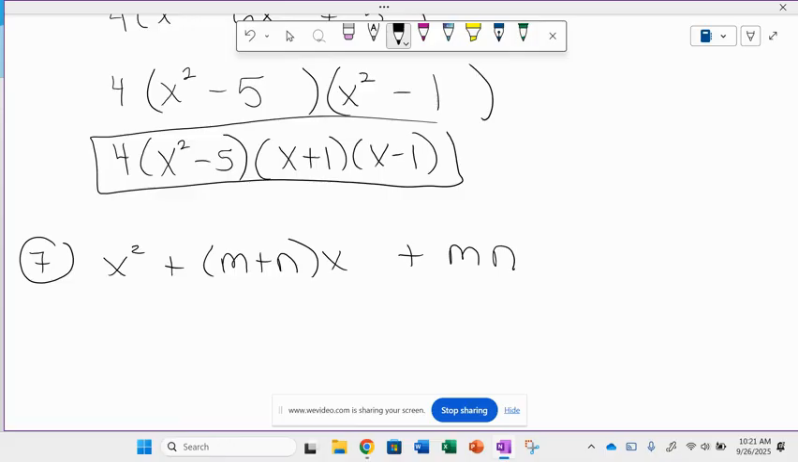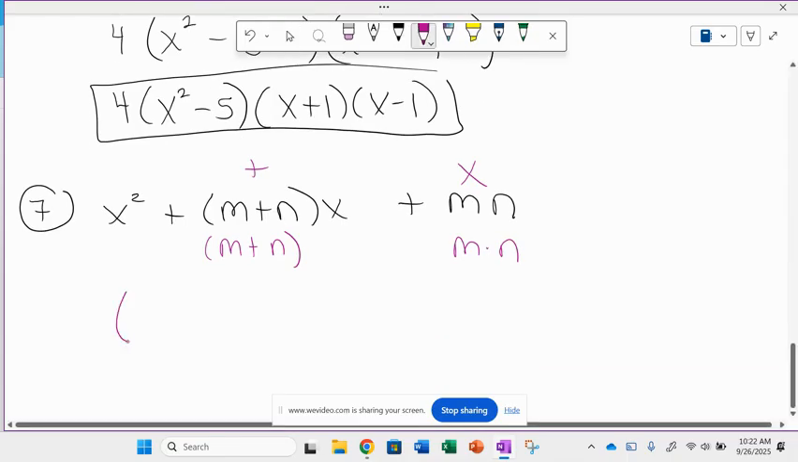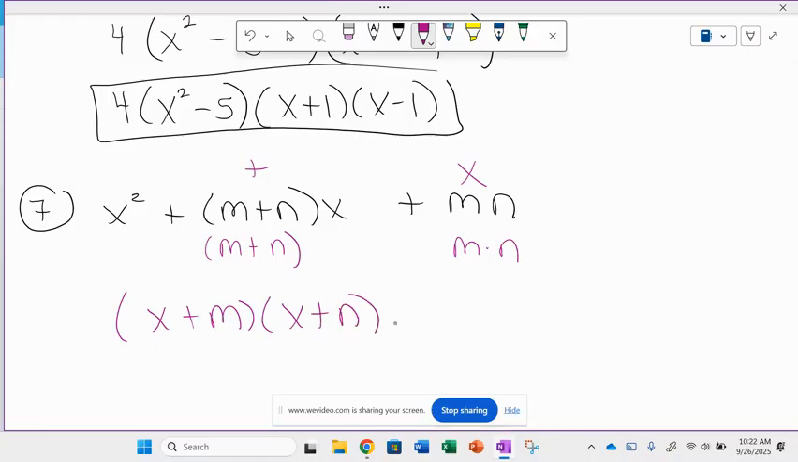Okay, so we're not going to feel intimidated by this problem. This is the same process. Don't we need factors of the last that add to the middle? It's really just that simple. What multiplies to mn? The m times n. Then you check. If I take those two factors and I add them, does it add to that middle term? Yeah. So this just becomes x plus m and an x plus n.